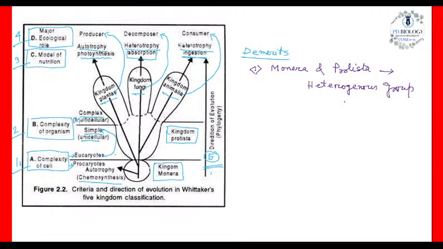That means both photosynthetic and non-photosynthetic, walled and wall-less organisms are there. So we can say they are heterogeneous group because photosynthetic autotrophs are also there. Non-photosynthetic groups are also there. Walled components and non-walled, that means wall-less organisms are there.